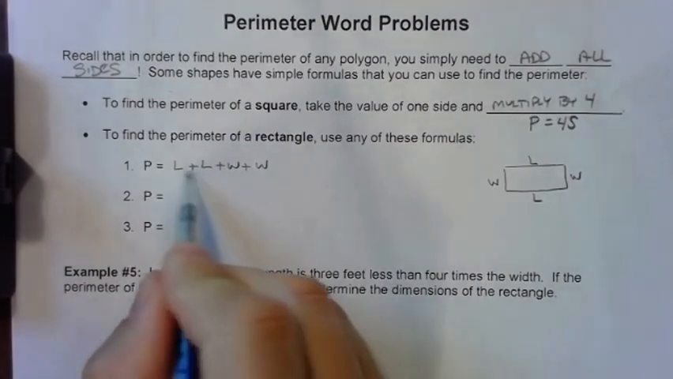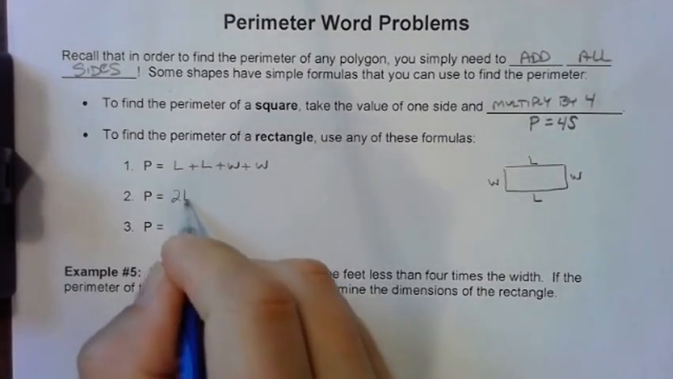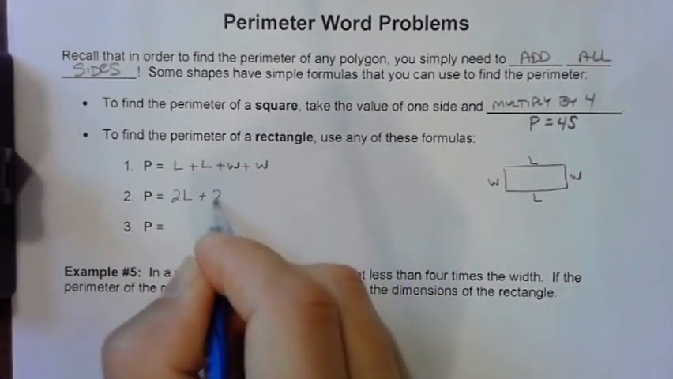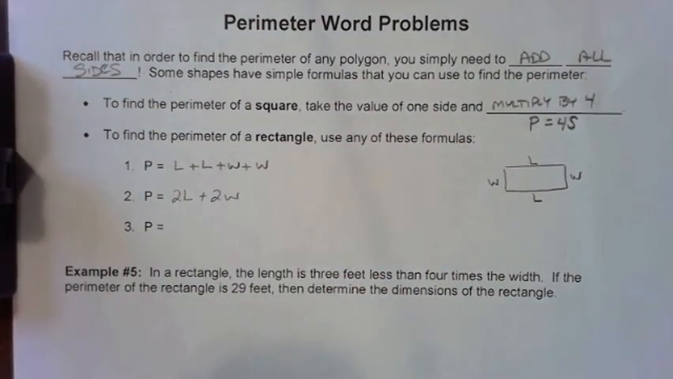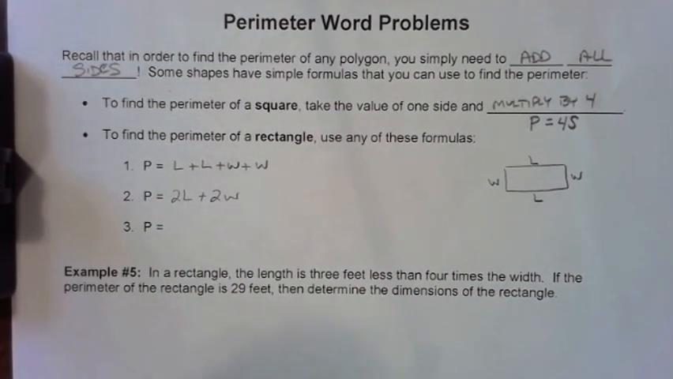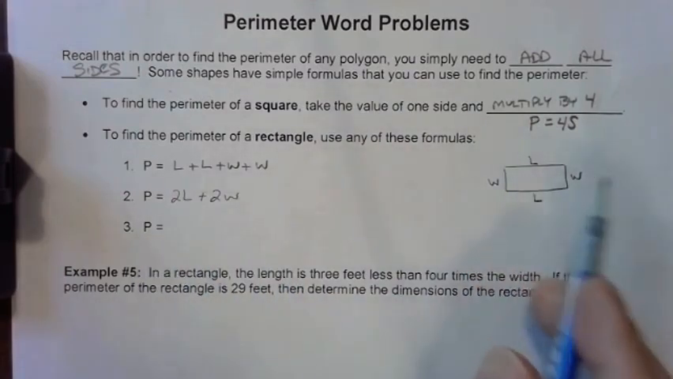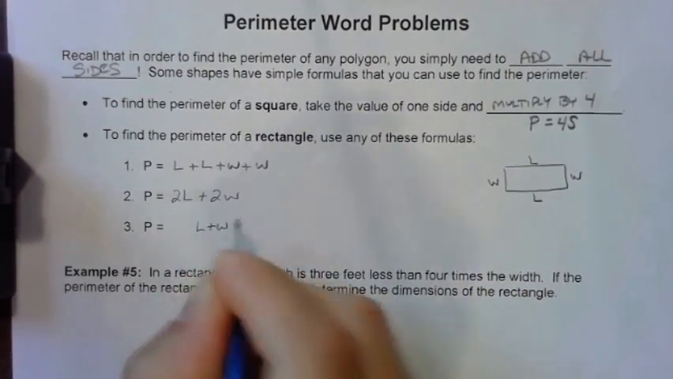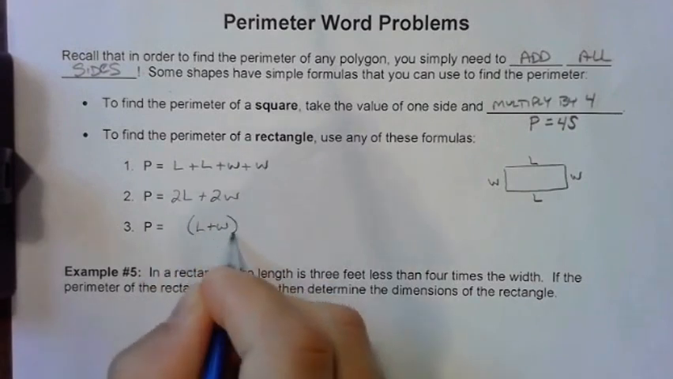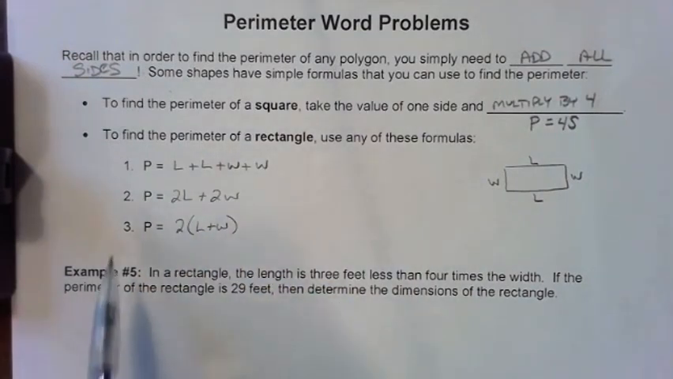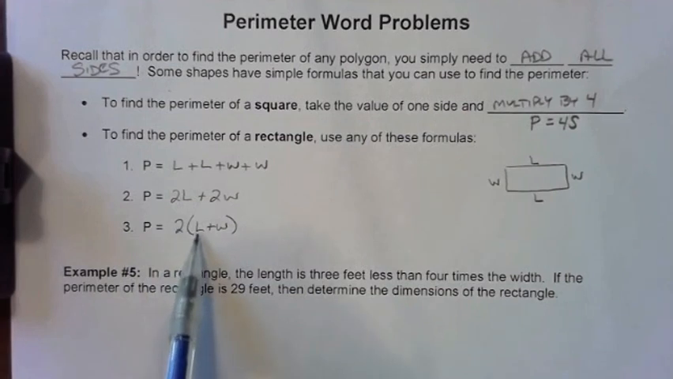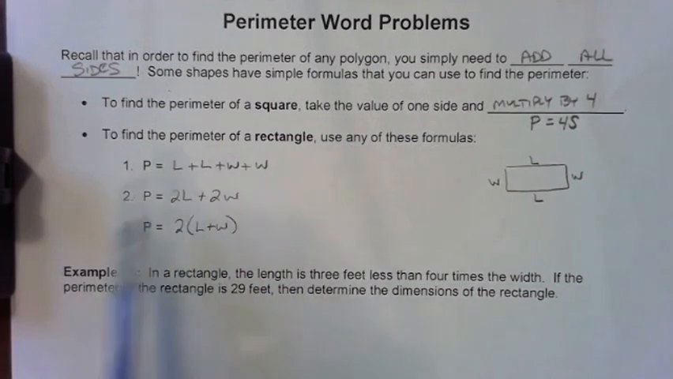Or you could notice that there are 2 lengths, so you could do 2 times the length and add it to 2 times the width, 2W. That also would give you the perimeter of a rectangle. Or you could take the length and the width and add them together, and then take that entire sum and multiply it by 2. Perimeter equals twice the sum of the length and the width. Any of these 3 formulas would be good whenever you're trying to find the perimeter of a rectangle. And we're actually going to find the perimeter of a rectangle in our first example.